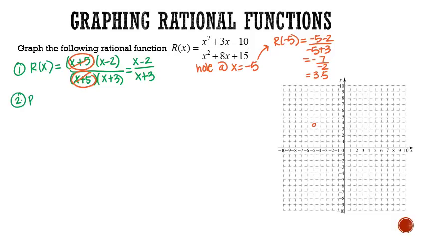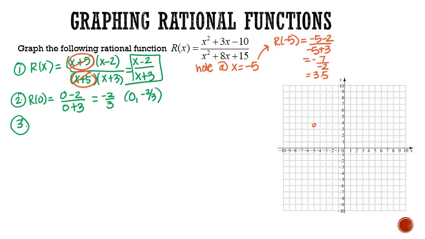Step 2 is to find the y-intercept by substituting in 0 for x. Again, I'm going to use this simplified version, and that leaves me with negative 2/3. So that means we have a y-intercept at negative 2/3.